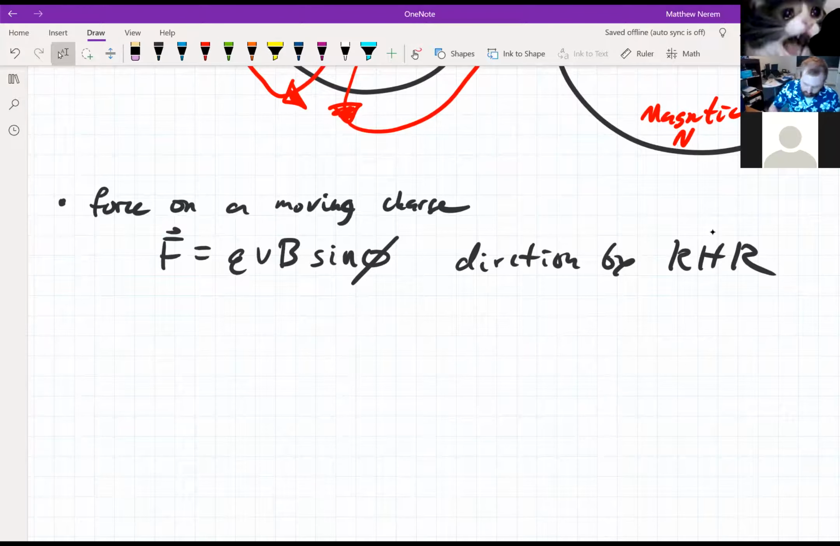So let's give ourselves a positive charge. Let's send it flying off that direction to the right. So there's its velocity.